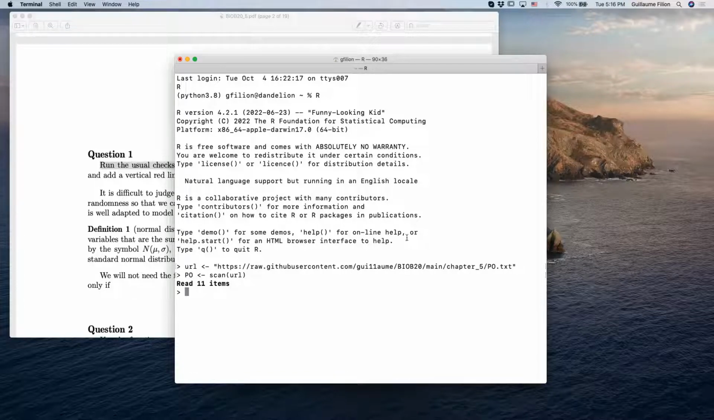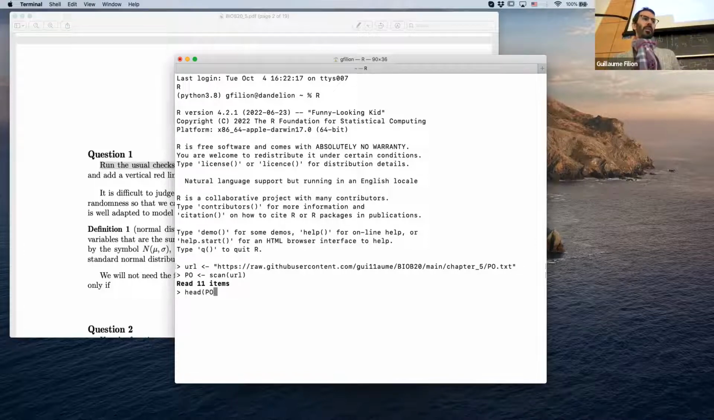Head. Someone says head. So you can do head indeed. Head of PO will show you the first 6 elements: 1, 2, 3, 4, 5, 6. Okay, so at least you get an idea of what the numbers look like. What does the data look like? Another one that you would do all the time, not just head.